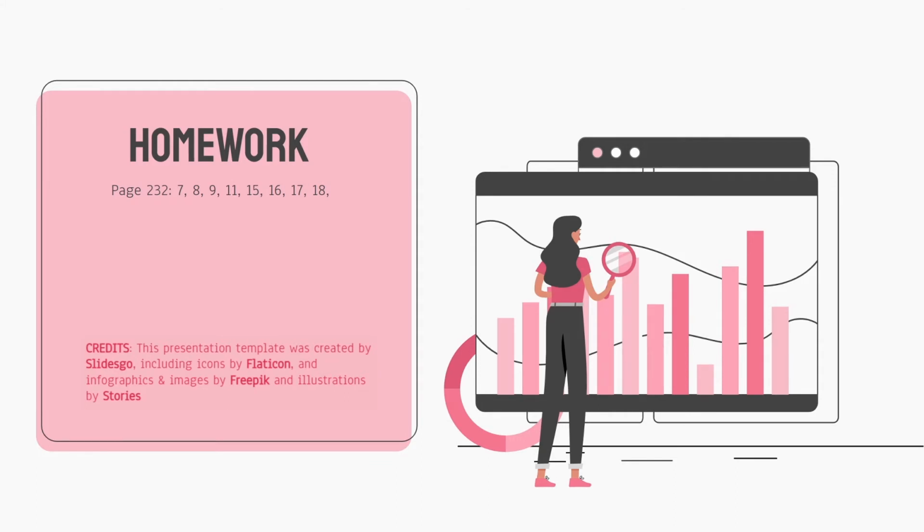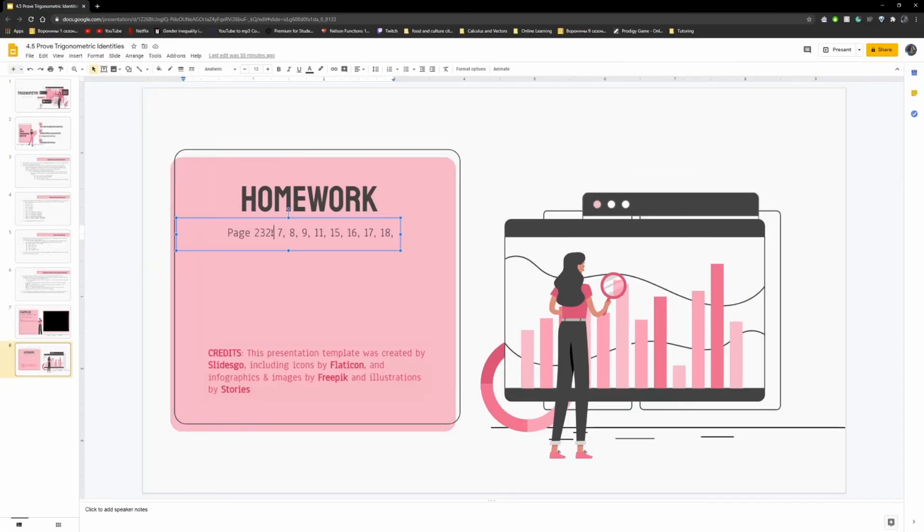This is the homework that I assigned for the last chapter. It is these questions of 7, 8, 9, 11, 15, 16, 17, and 18. The only thing is, I'm pretty sure I messed up the page number. The page number is supposed to be 240. So let's change that. There you go.